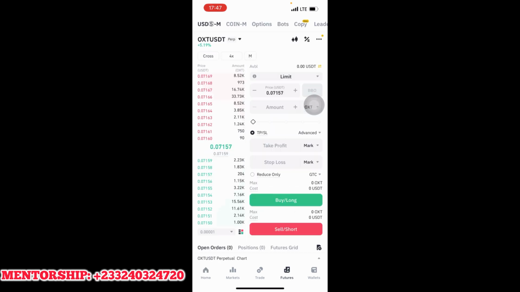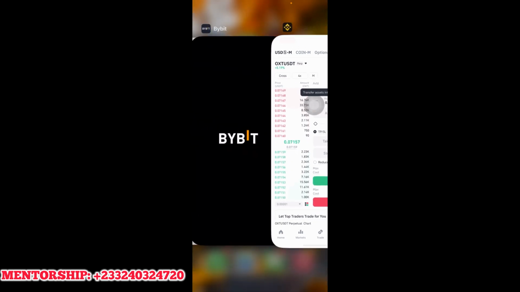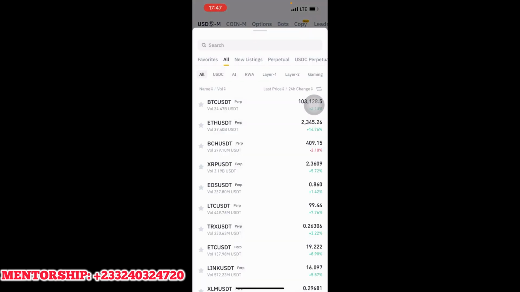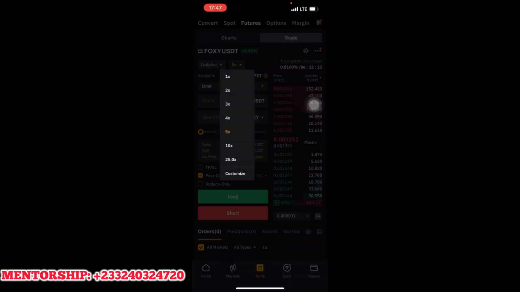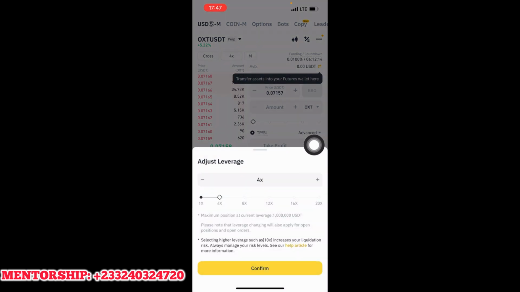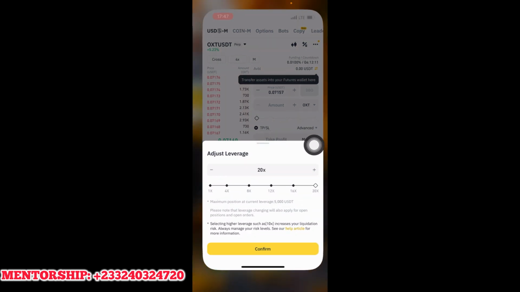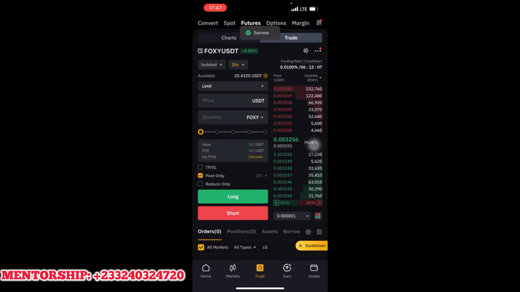If I'm using Binance, you see that it starts from 1. You see that thing? It starts from what? It starts on 1. But over here it's also from what? 1 to 25 times. But you can see Binance is 1 to 20. That's the difference I want to show you. Binance's own leverage is from 1 to 20, but over here the leverage is from 1 to 25.